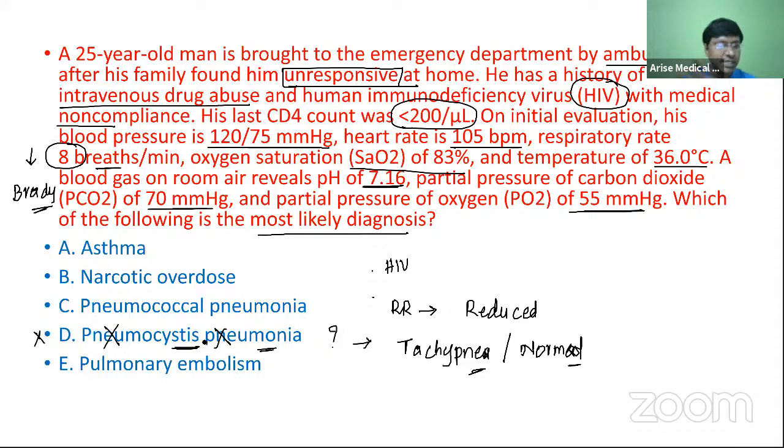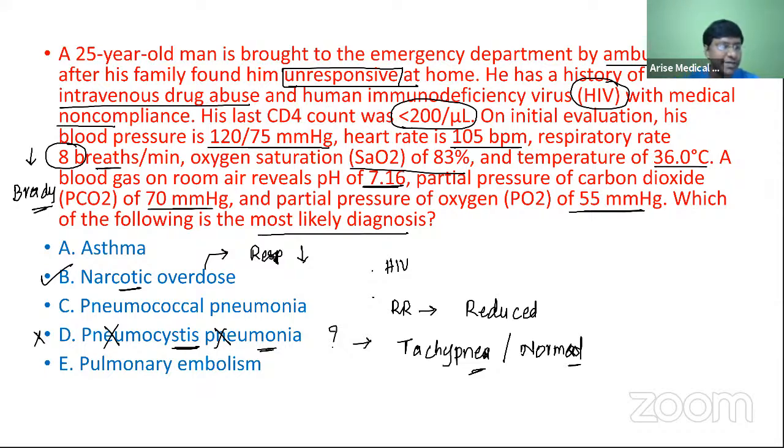Now, can anyone tell me what is the other alternative answer? Pneumocystis pneumonia is not the answer, so what is the alternative? Among the options given to you, which is the one which is a respiratory suppressant? That is your narcotic overdose. Narcotic overdose is the one which is a respiratory suppressant. Narcotic overdose is nothing but your opioids.